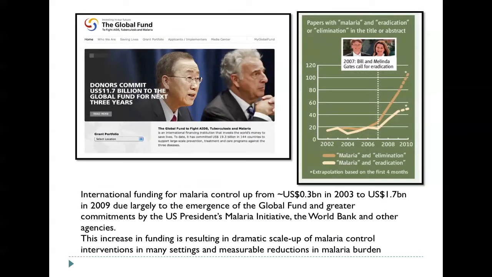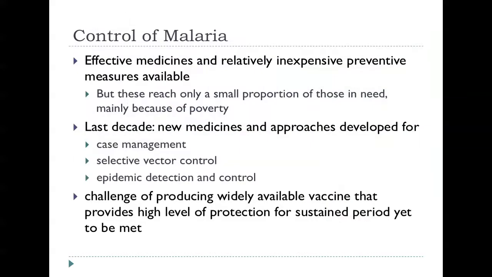Another thing that happened was this Global Fund was set up. International funding for malaria control went up dramatically from $300 million in 2003 to $1.7 billion in 2009, largely due to the emergence of this Global Fund and greater commitments from the US President's Malaria Initiative, the World Bank and other agencies. And so there's been an absolutely dramatic scale-up in malaria control interventions in many settings, and this has worked, as we'll see in a short while.